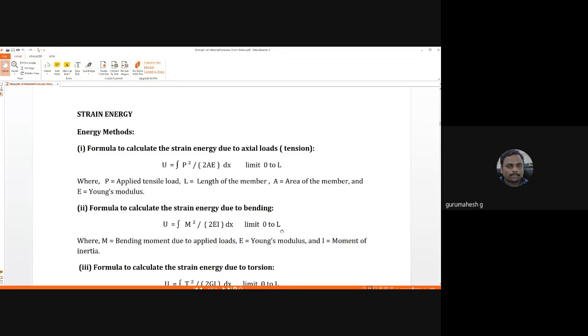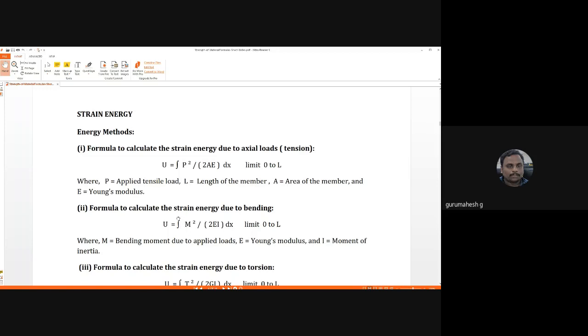Why do we use integration? For calculating strain energy, it is difficult to calculate for the entire body at a time. So we take a small element on the body and find the strain energy. After that, to calculate for the entire body we go for integration: the integral of P square by 2AE dx within the limits 0 to L gives the strain energy of the entire body. Similarly for bending, where for tensile we use tensile load, we use moment, capital M.